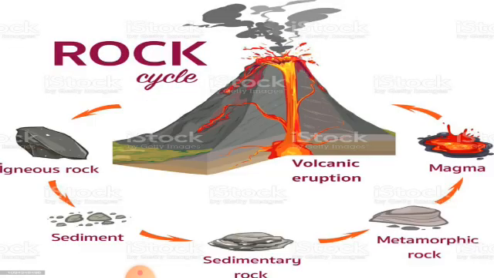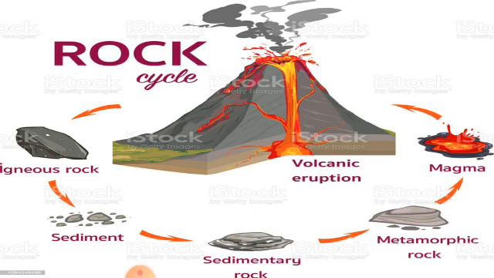I think children have already learnt about the rock cycle, but I will also explain the rock cycle to you. One type of rock changing to another type under certain conditions in a cyclic manner is called the rock cycle. This process of transformation of the rock from one to another is known as the rock cycle.